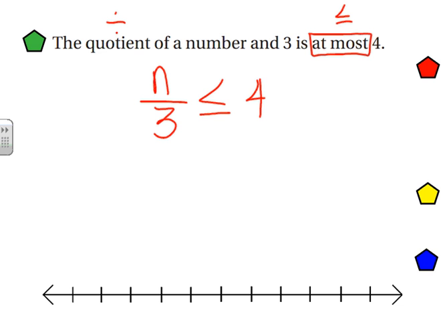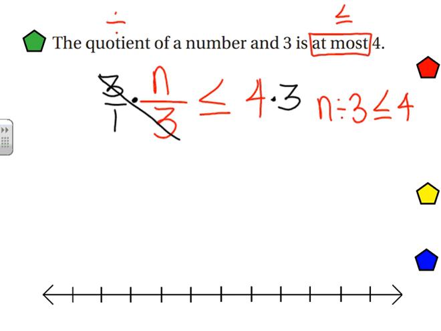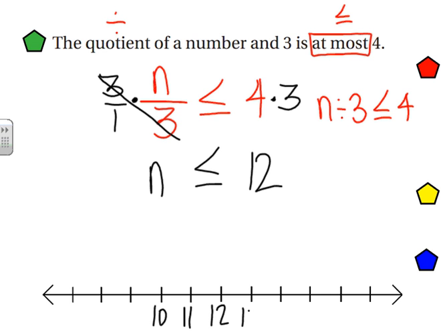Okay, and I'll write it off to the side, you could write it n divided by 3 is less than or equal to 4. That would be okay, but it's a little bit easier to solve when we write it as a fraction. So I'm going to use it the first way. Okay, we're going to multiply by 3 on each side. Okay, so 3 divided by 3 is 1. 4 times 3 is 12. We didn't multiply by a negative, so we have n is less than or equal to 12. All right, this would be a closed circle at 12, pointing to all the numbers less than 12, so headed to the left.